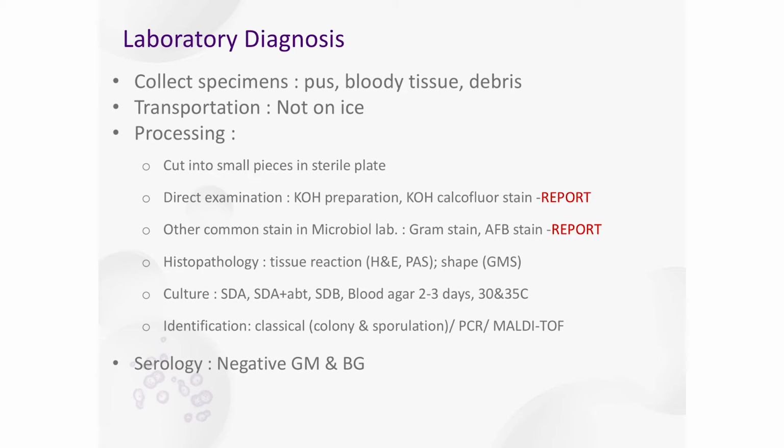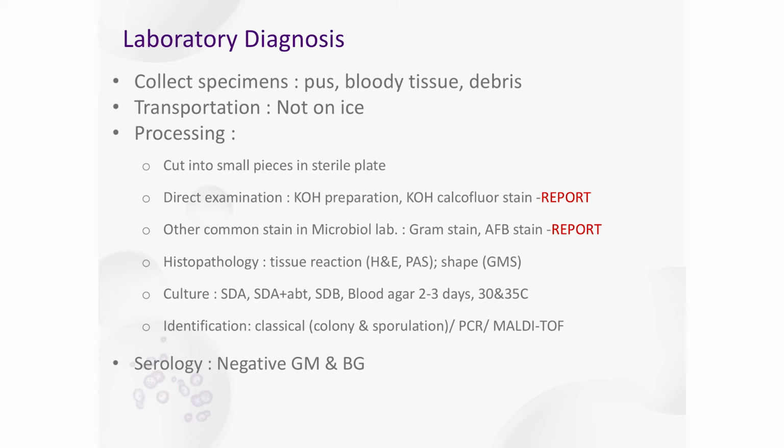Or if you say that you don't have the KOH preparation, it doesn't matter. We have the Gram stain and AFB. Like yesterday, someone talked about misdiagnosis. With AFB or Gram stain, we can see something like a ghost tape or ghost pipe in the slide. That also helps us. Histopathology again: H&E, PAS, see the tissue reaction, whether they have granuloma or not. The shape using the GMS is really helpful.